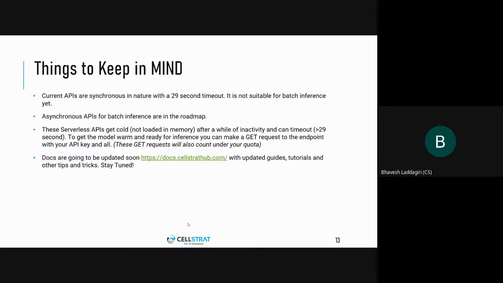As far as the API being cold, that means it is not loaded in memory. To get it warm, you can make a GET request as demonstrated earlier. Even the web app, when we clicked on the load model button, was making a GET request. The source code for the web app is also there if you want to reference how to integrate it into your existing web apps or applications. All of the docs will be available at docs.cellstrathub.com.